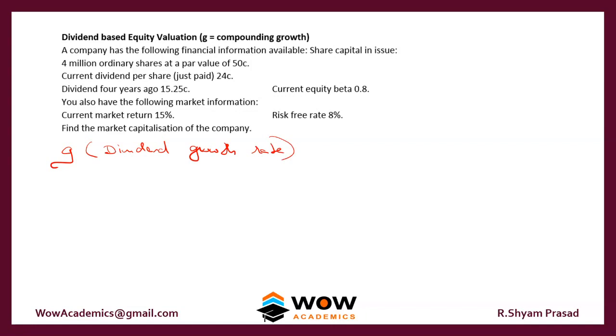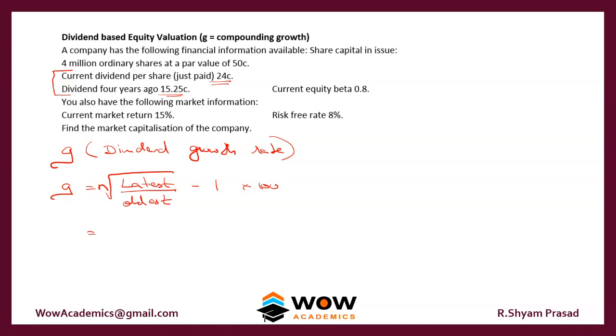See, the key is in these numbers. They are giving you the value of dividend today and the value of dividend 4 years ago. That means they are asking you to find out the G through the compounded growth rate method. So the latest number divided by the oldest number to the power of 1/n, minus 1 and into 100. This is how we have to find it out.